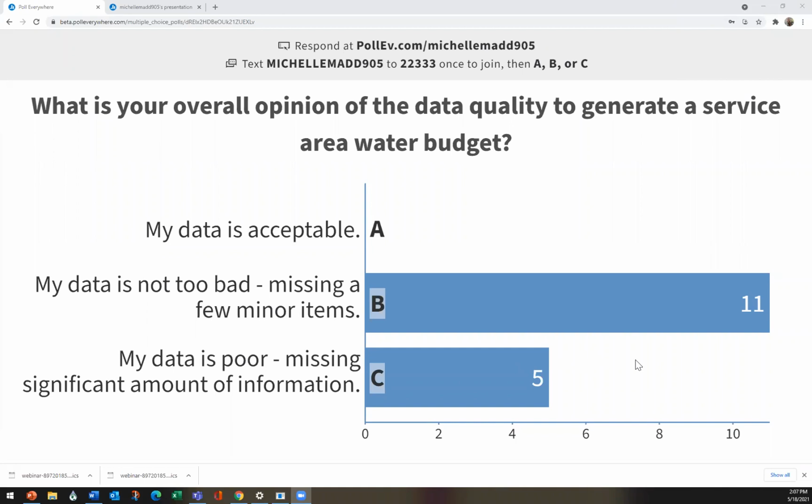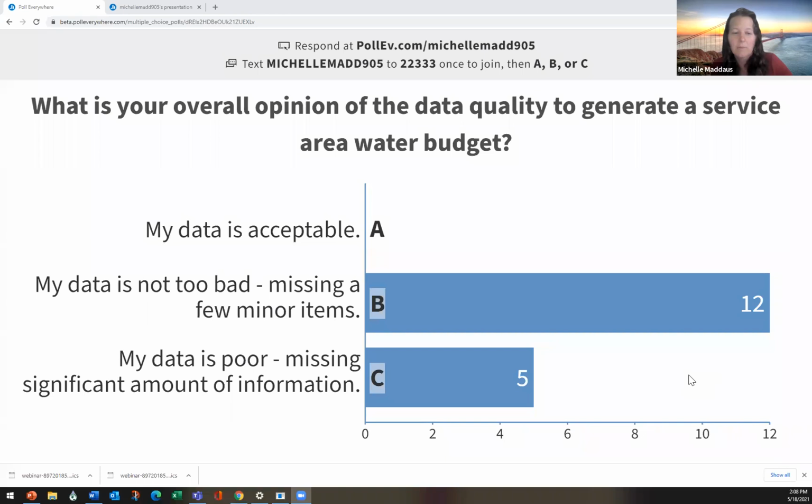Thank you. Great. So I'll go back to the poll question. It says, what is your overall opinion of the data quality generated to generate a service area water budget? Again, we're working at the service area level, not at the parcel. So individual parcels might be off, but they're trying to do a global view. But people are looking, like we just saw Jessica doing, at their individual parcels and finding things that need to be adjusted, and hopefully those will get addressed. So it looks like nobody put their data as acceptable. Most people had my data is not too bad, missing a few minor items. And then we have another group of you saying my data is poor and missing significant amount of information.